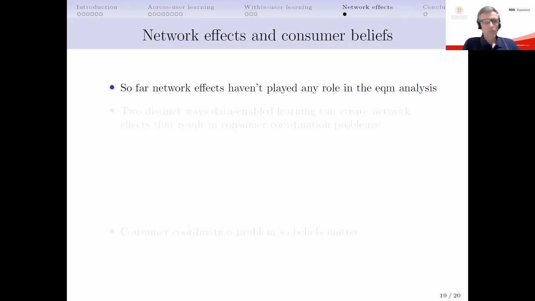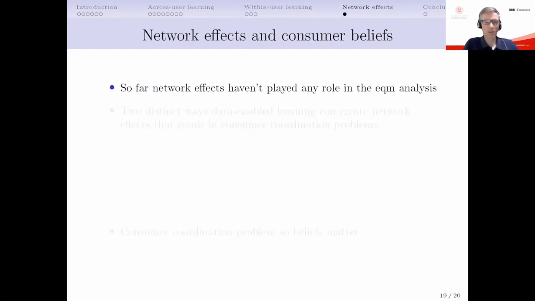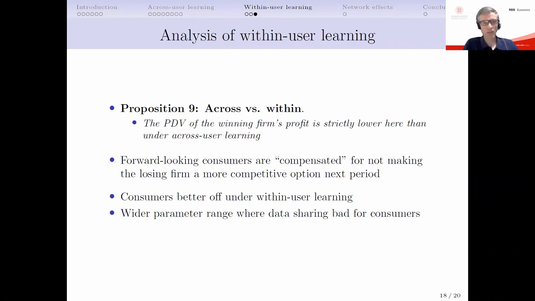Okay, so finally, I want to talk about network effects. Up until now, I haven't mentioned network effects or coordination problems. That's because within user learning, there's no learning across users, so obviously no network effects. With across user learning, remember that each consumer doesn't have to care what other consumers are doing because there's no cost of switching and it's atomless.